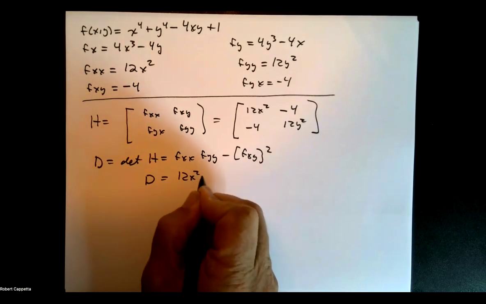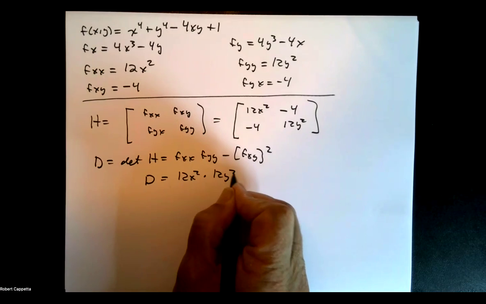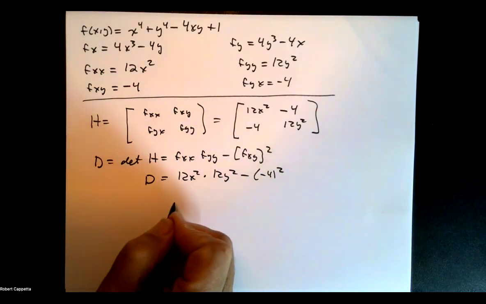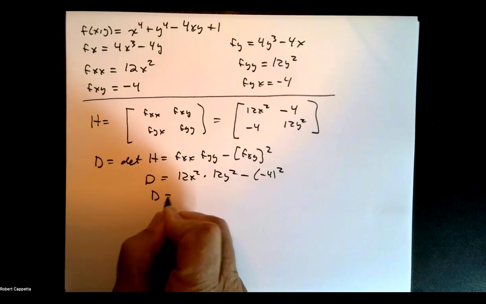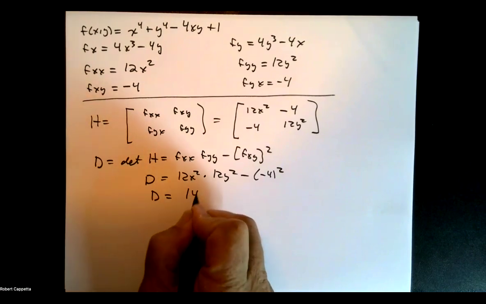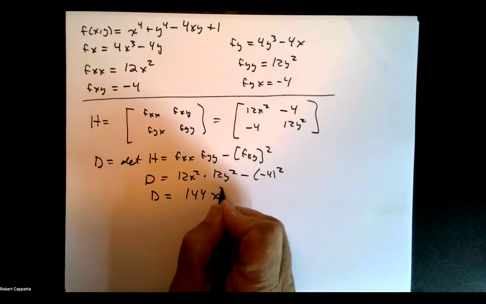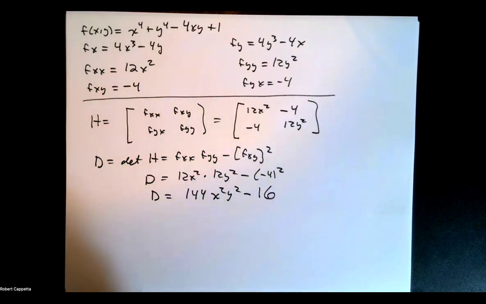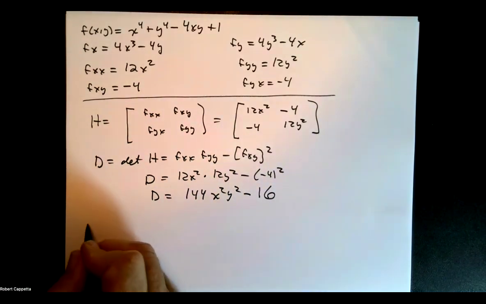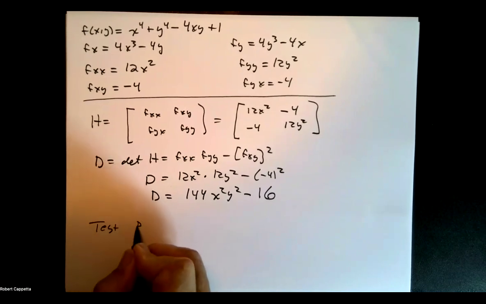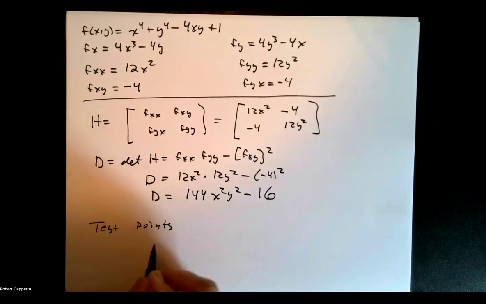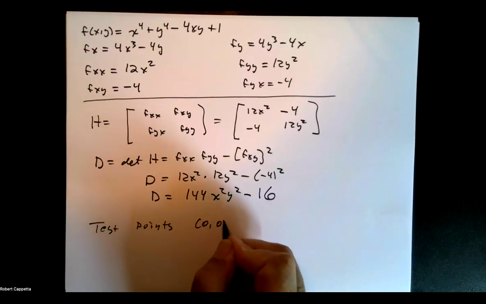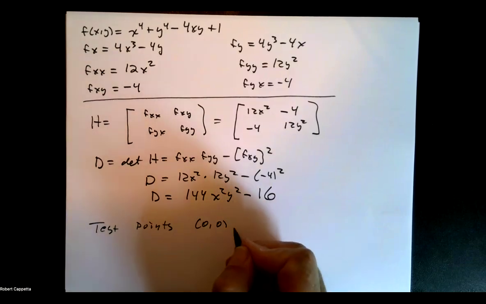D is 12x squared times 12y squared minus negative 4 squared. D gives me 144 x squared y squared minus 16. Now, we have to apply D to all of my test points. Remember what they were? We had 3 test points. They were 0, 0, 1, 1, and negative 1, negative 1.